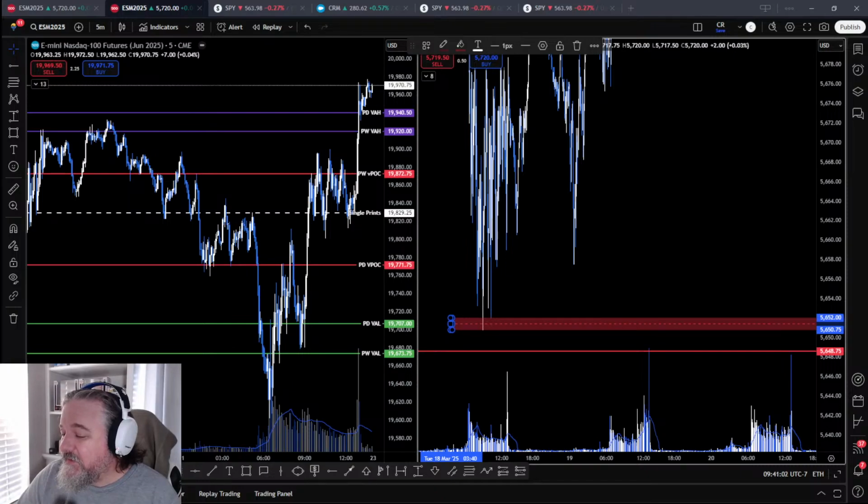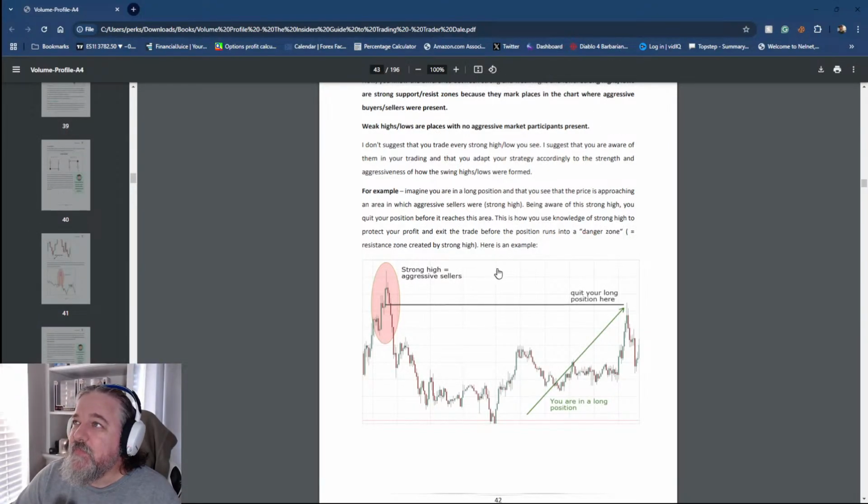Sorry, I'm trying to go back to it here. You actually want to close your position before the strong high because they're generally going to reject before that. And you can see he's using this consolidation area here as the place to close the trade. I would put mine a little bit lower.